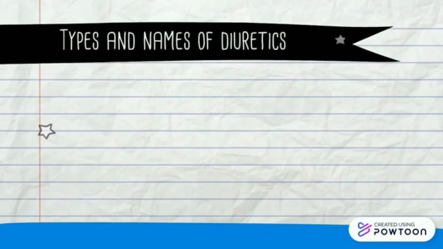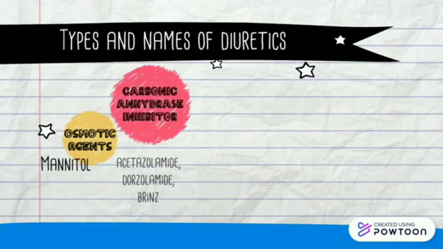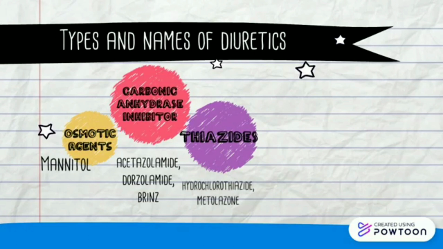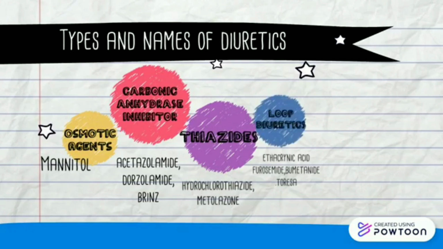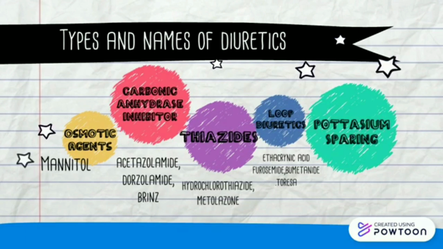Here are some types and names of diuretics. First, osmotic agents, for example mannitol. Next, carbonic anhydrase inhibitors, for example acetazolamide. Next, thiazides, for example hydrochlorothiazide. Next, loop diuretics, for example ethacrynic acid. Finally, potassium-sparing diuretics, for example spironolactone.